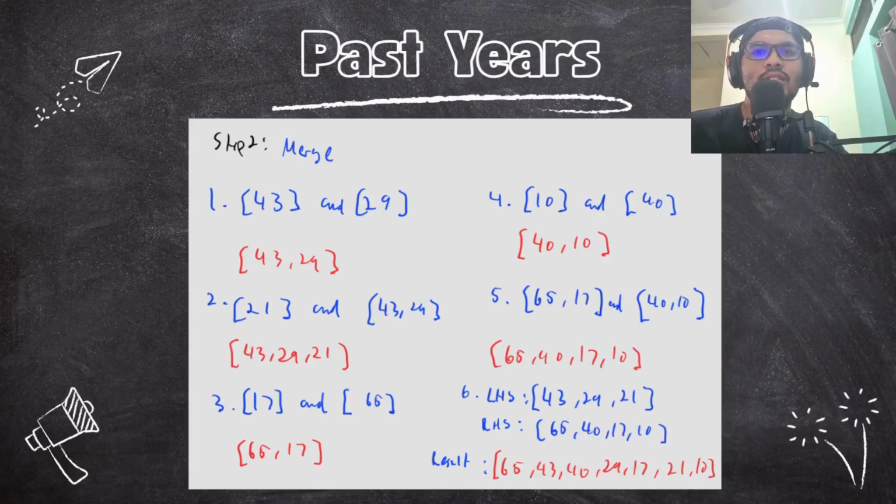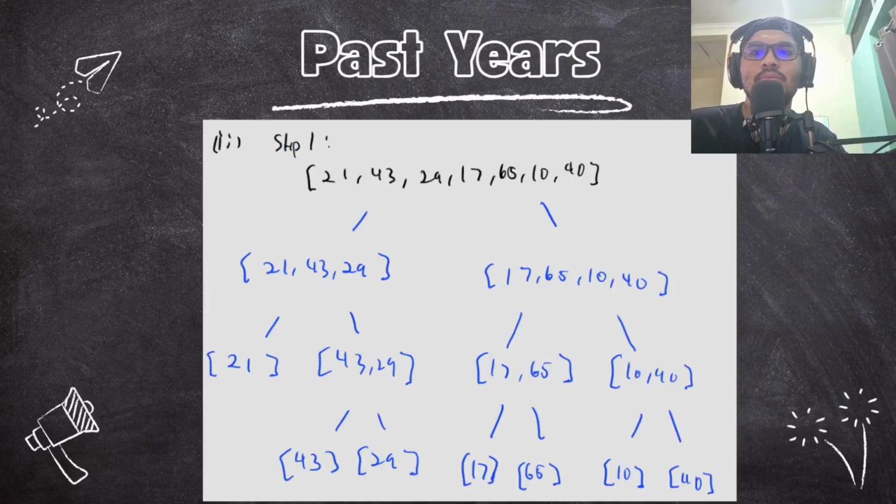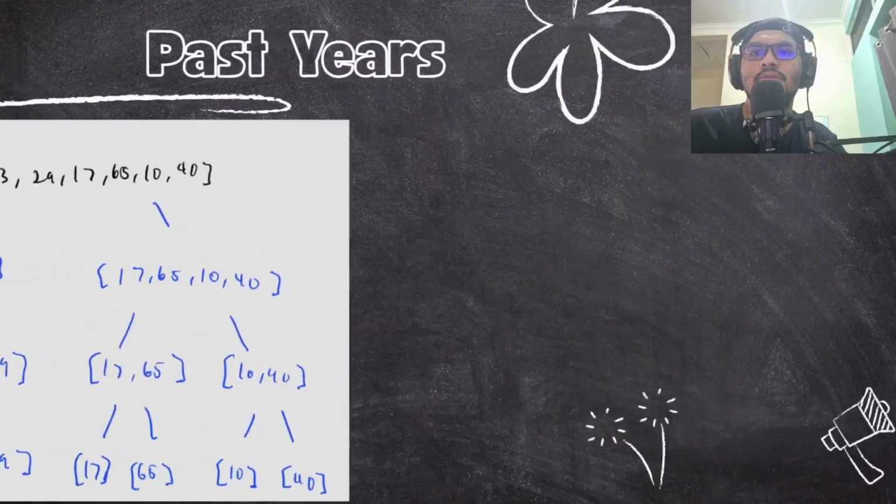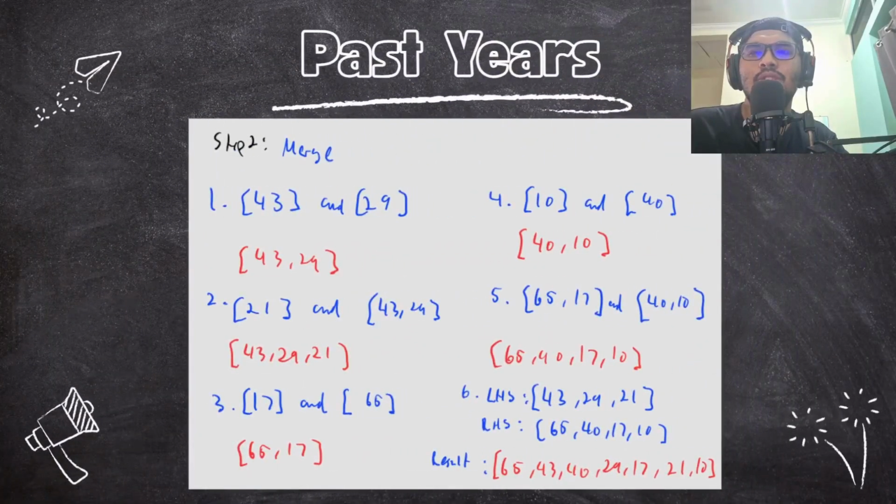Step 3, 17 and 65. We look at the right hand side of the tree. We combine 17 and 65 because 65 is bigger, so 65 will come first, and then 17 comes in afterwards. On step 4, we combine 10 and 40, which is from the right hand side of the tree. So that makes 40 bigger than 10, so the list becomes 40 and 10. So we combine the list of 65, 17 and 40 and 10 starting from the biggest number and ending with the lowest one, which makes it 65, 40, 17 and 10.